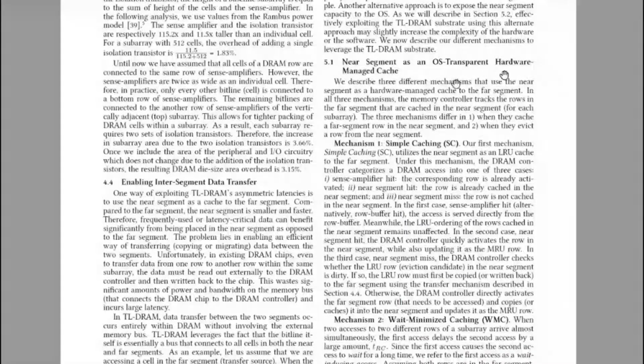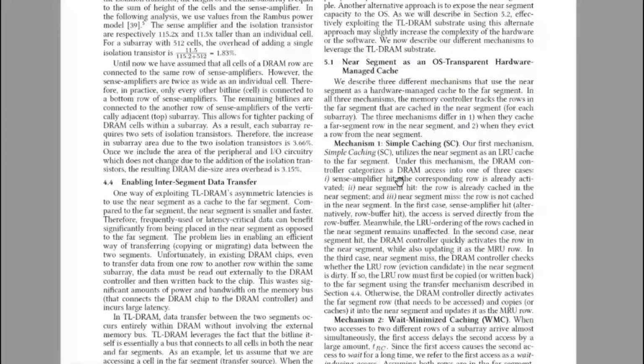transparent hardware managed cache. That means the OS will have no idea about these two separate segments, and in this case the OS will see only the far segment as the actual capacity of this DRAM, and this near segment will be working as a hardware managed cache for the far segment. This particular case is divided into some other subcategories. The first category is simple caching.